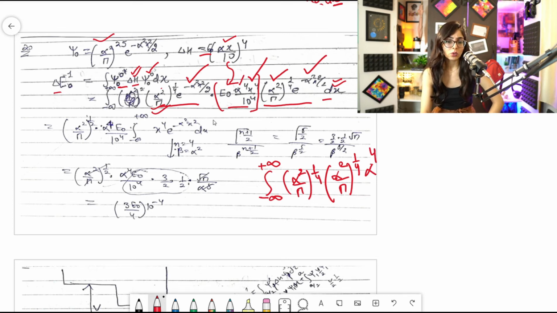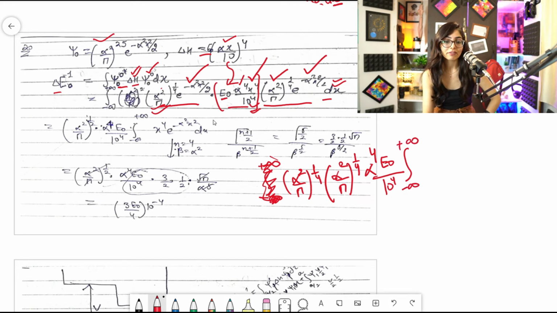Clear? So what else is left? This E naught is left. So I will write E naught over here. Sorry, I have written it over here. This integration will come afterwards because I have taken everything outside. And one more thing is there, that is 10 raised to power 4. So I will write it over here, and now I will take everything having x term inside the integration.